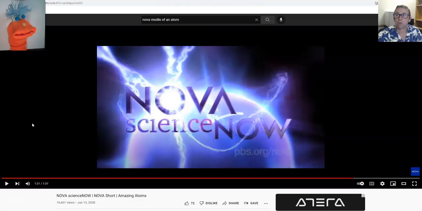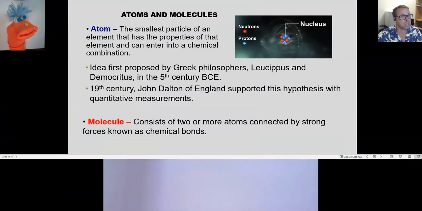Okay, so what do you think they were trying to show us with that video? That the atom's really big compared to the nucleus. All right, that's one thing they were trying to show us. But we could have just said that the atom's really big compared to the nucleus. What else? What about models? What are they trying to show us or tell us about models? Our understanding's not always right. That's right. Our understanding is not always right.